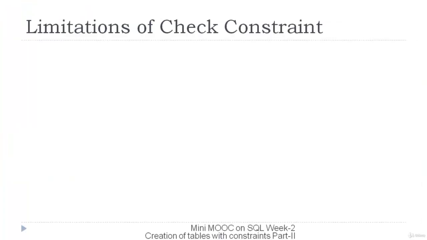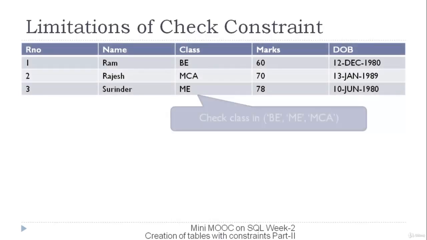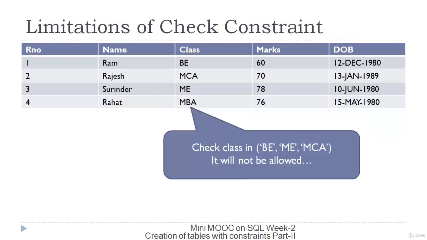There are some limitations of check constraint. As we have applied check constraint on class column to ensure that only BE, ME and MCA classes are allowed in our university, but it suffers from some anomalies. Let's suppose our university has started an MBA course and we wish to insert roll number 4 into this course. But here it is not allowed.